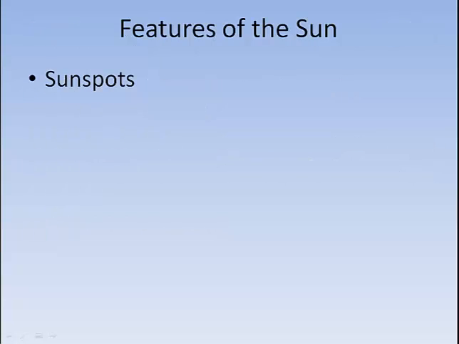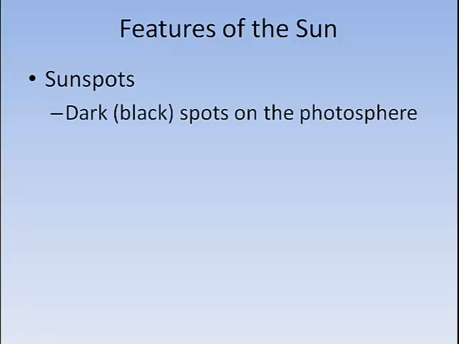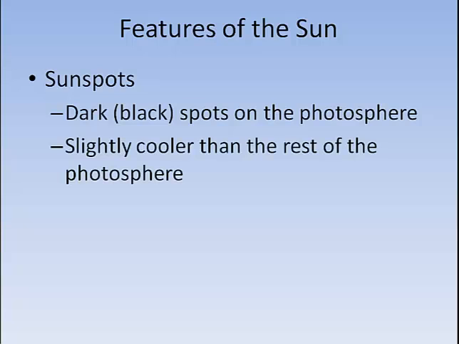So let's look at some features of the sun. First thing we're going to talk about are sunspots. And they're exactly what their name says. They're spots on the sun. And when you look at the sun, you can see them sometimes with your naked eye, like near sunset when it's safe to look at the sun. If you have really sharp eyes, you might actually see some sunspots. But they're dark black spots on the photosphere. Right? They're slightly cooler than the rest of the photosphere. That's why they show up black or darker.